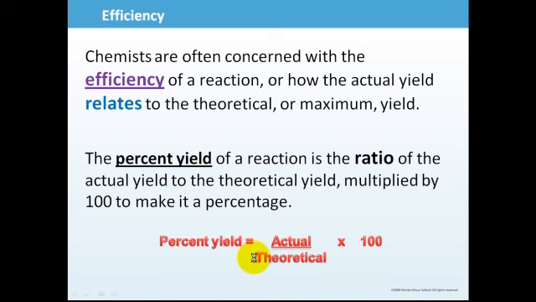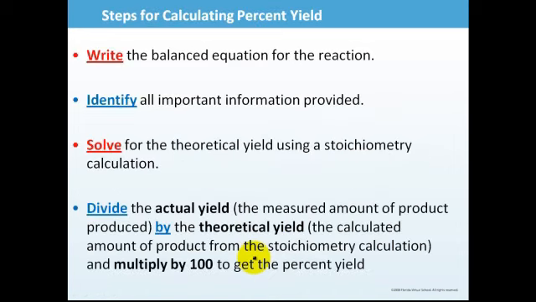So let's look at how we would do that. Okay, the first thing we always got to do, anytime we do a stoichiometry problem, is have our balanced equation. That's the first thing we have to do, write the balanced equation. Secondly, we need to take the information out of the word problem and identify the important parts that we have there. Thirdly, we solve for the theoretical yield using our stoichiometry. And then finally, you're going to take the actual and the theoretical and plug it into our formula and solve for the percent yield.